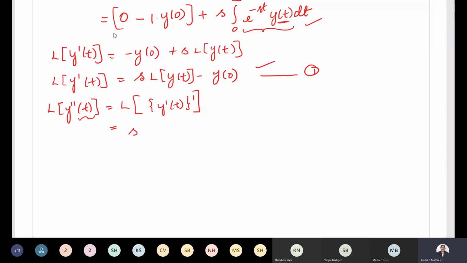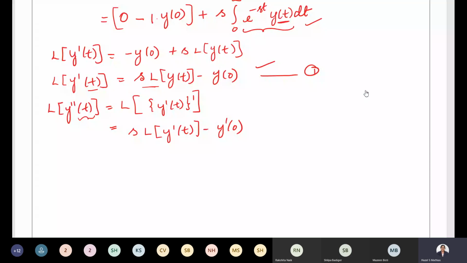So what do we get according to that? Use this Laplace transform of y dash of t over here. If you use this, we will get Laplace transform of y dash of t minus y dash of 0. Is it okay? I have used 1, but here it is for y dash of t.